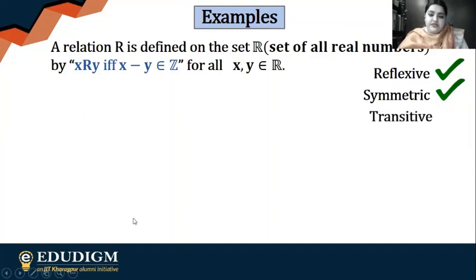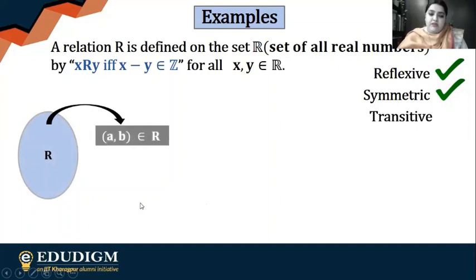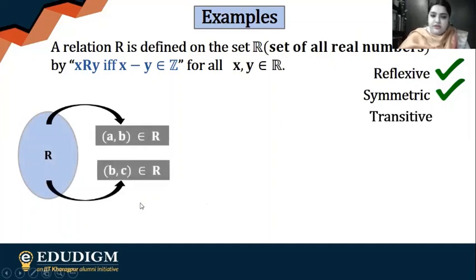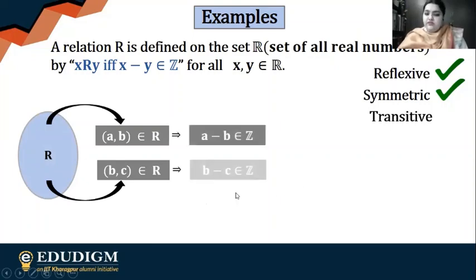So for transitivity, I'm going to start with two pairs here. The first one is A comma B and the second one is B comma C. Always check whether the second component of the first pair and the first component of the second pair are equal or not. So now I'm going to use the definition of the relation. So A minus B is an integer, B minus C is an integer. So this is the definition.